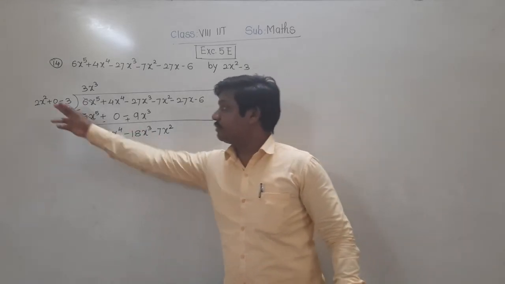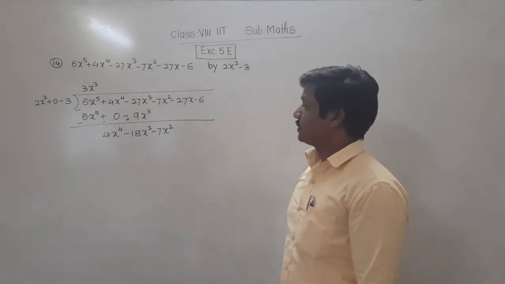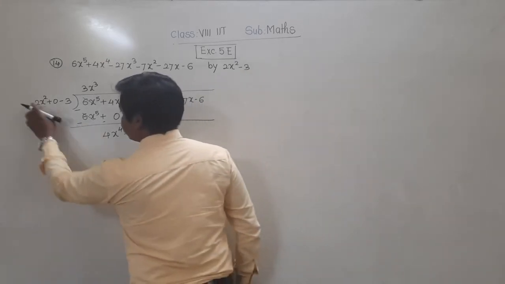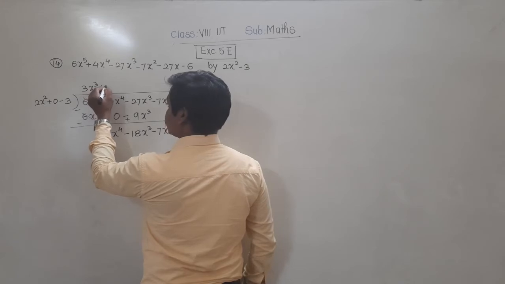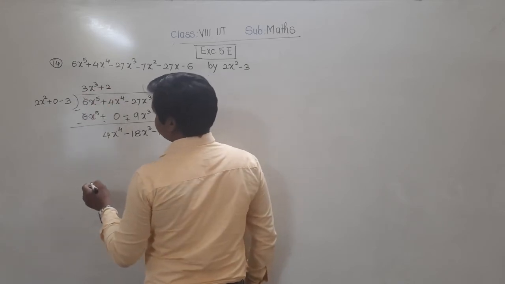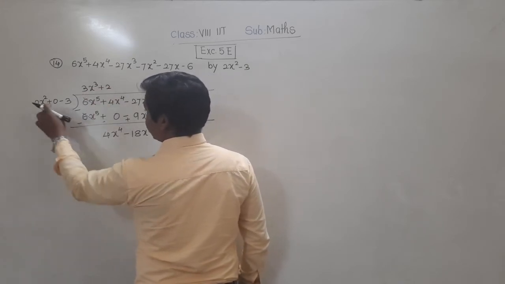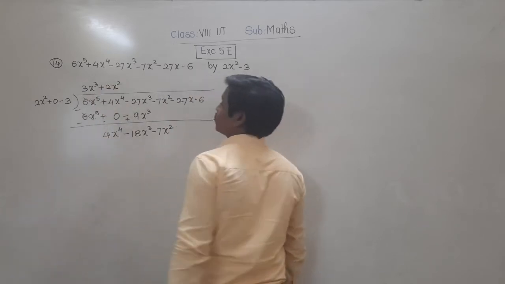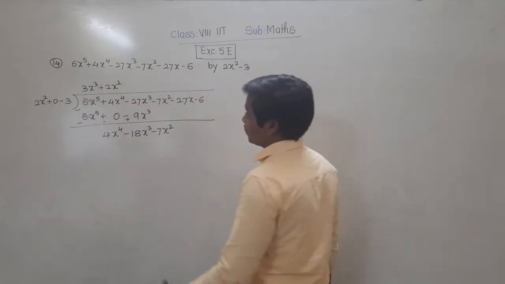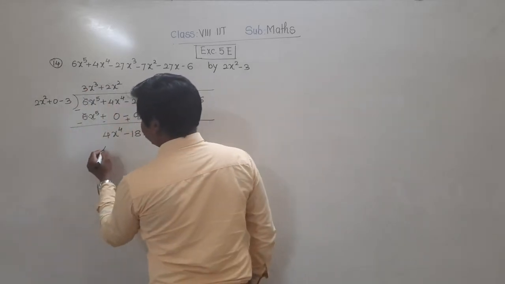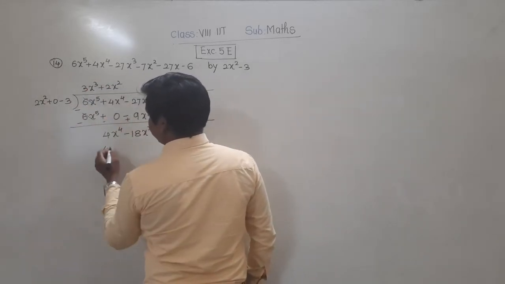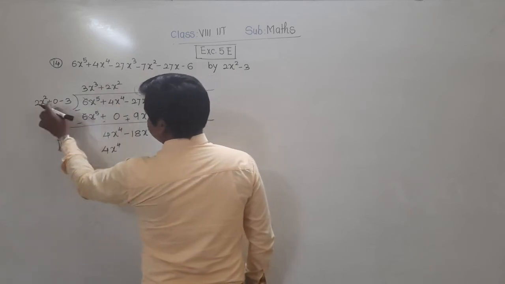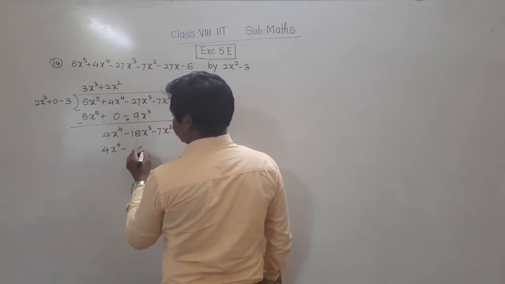Now first term divided by first term. 4x raised to 4 divided by 2x square. So 4 divided by 2, what? Plus 2. 2 2s are 4, right? And x raised to 4 divided by x square, x square. Understood? You see now 2 2s are 4, x square into x square, x raised to 4. 2x square into 0, 0.